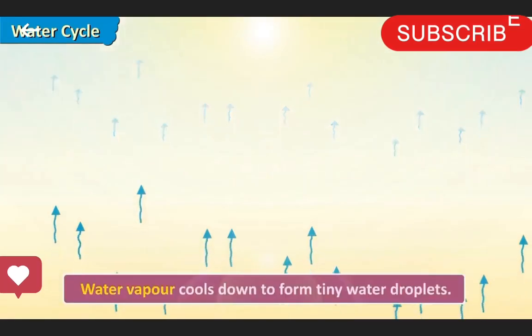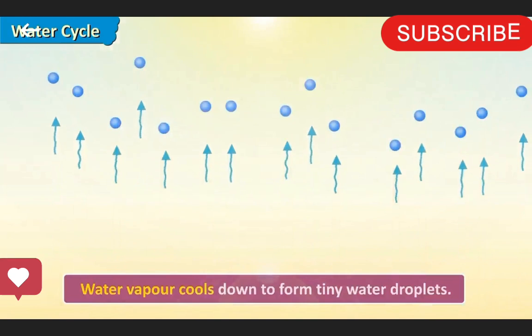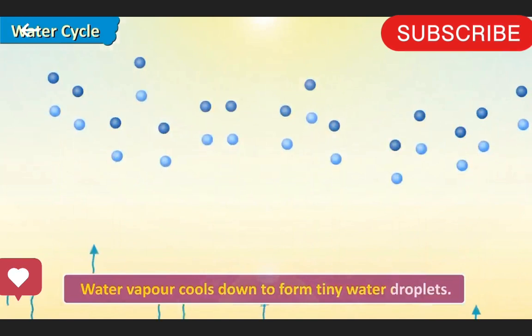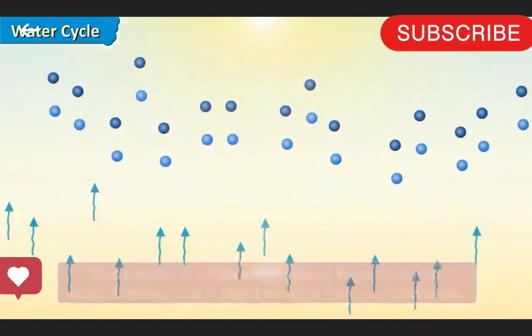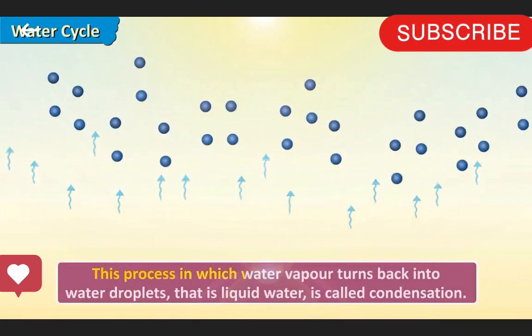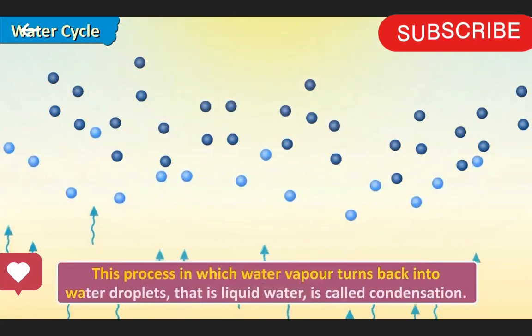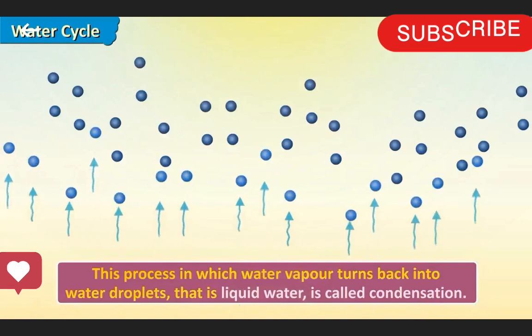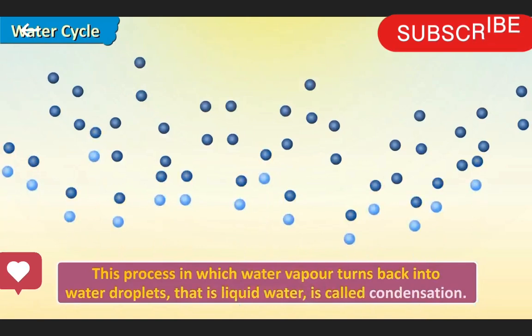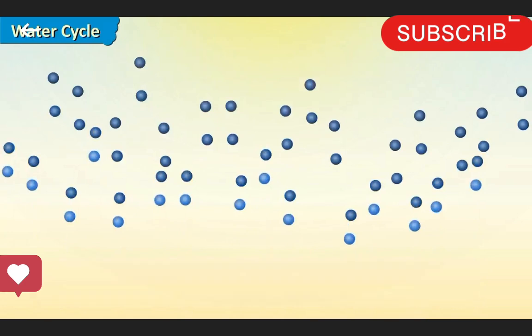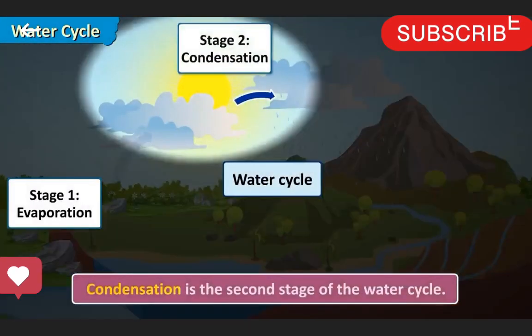As water vapor rises up, it starts to cool down and form tiny water droplets. This process in which water vapor turns back into water droplets, that is, liquid water, is called condensation. Condensation is the second stage of the water cycle.